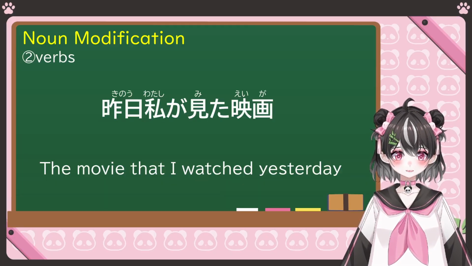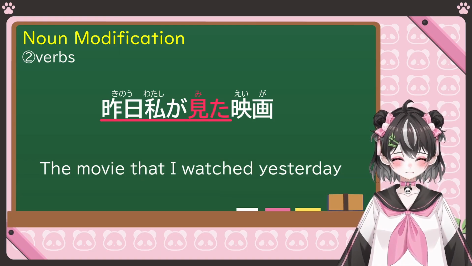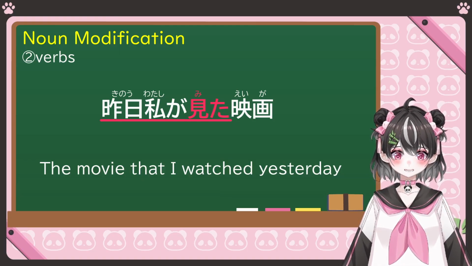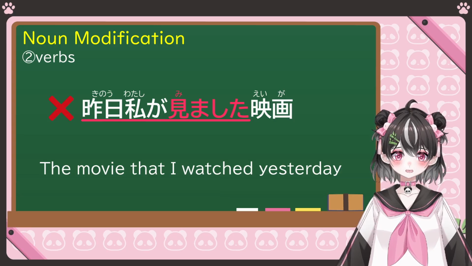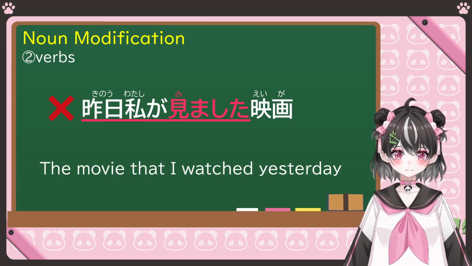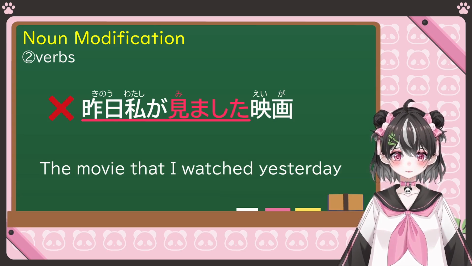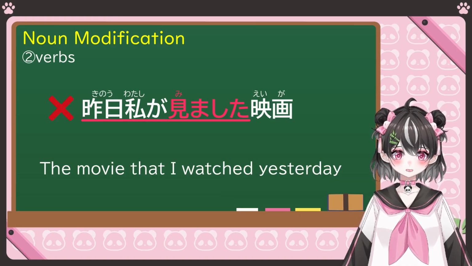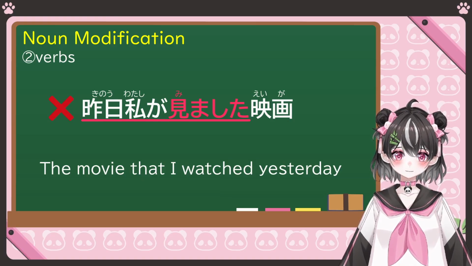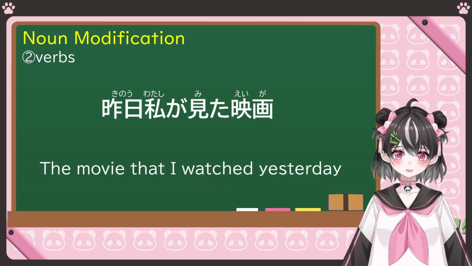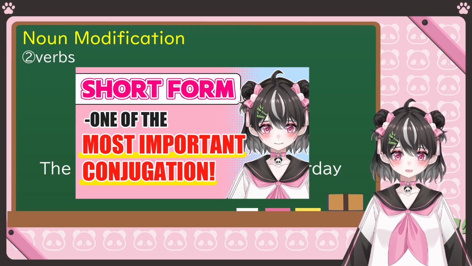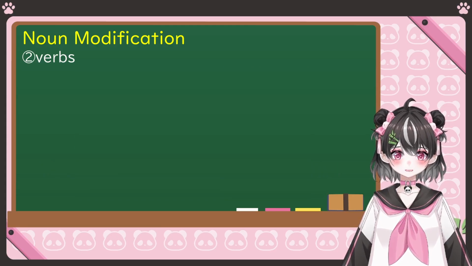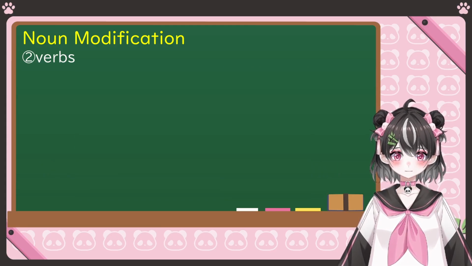The third point is that inside a noun modifying clause, the verb must be in the short form. So you don't say, 昨日私が見ました映画. That's incorrect in both formal and casual situations. If you haven't studied the short form yet, please check out this video. Alright, let's look at some example sentences.